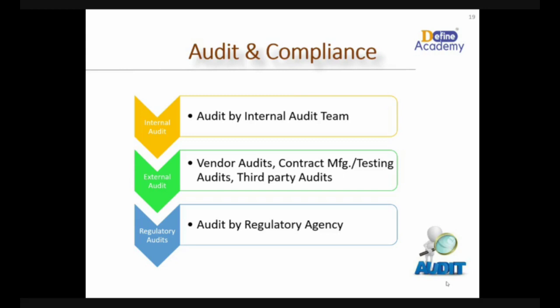And what is external audit? External audit means vendor audits. Whatever vendors are there who provide you the raw materials, the packaging materials, the starting materials, those are your vendors. And contract manufacturers: if you are producing your product by a third-party contractor, a third-party manufacturing unit, another unit, then you have to do the vendor audit of that site. That is called contract manufacturing.